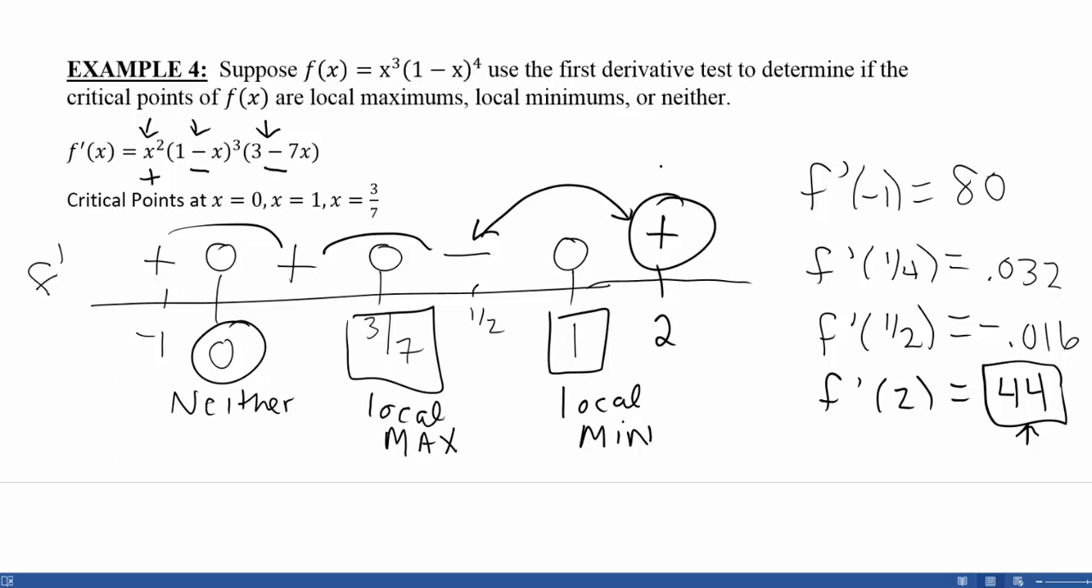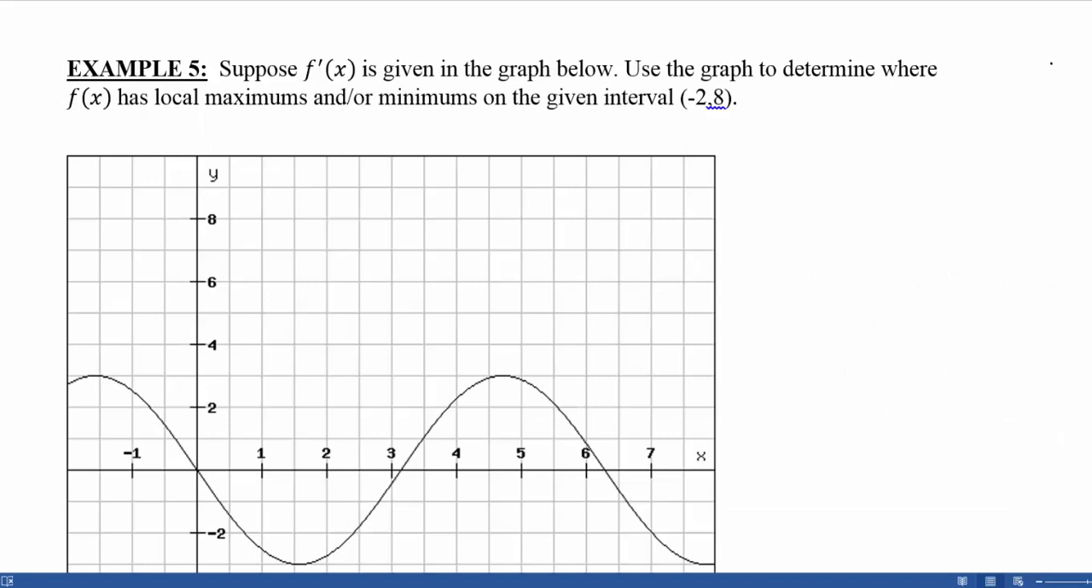So without actually calculating the 44, I can use the factors to determine if the result is going to be positive or negative. Let's look at an example of a graph. Example 5. Suppose f prime of x is given in the graph below. Use the graph to determine where f of x has local maximums and or minimums on the given interval.